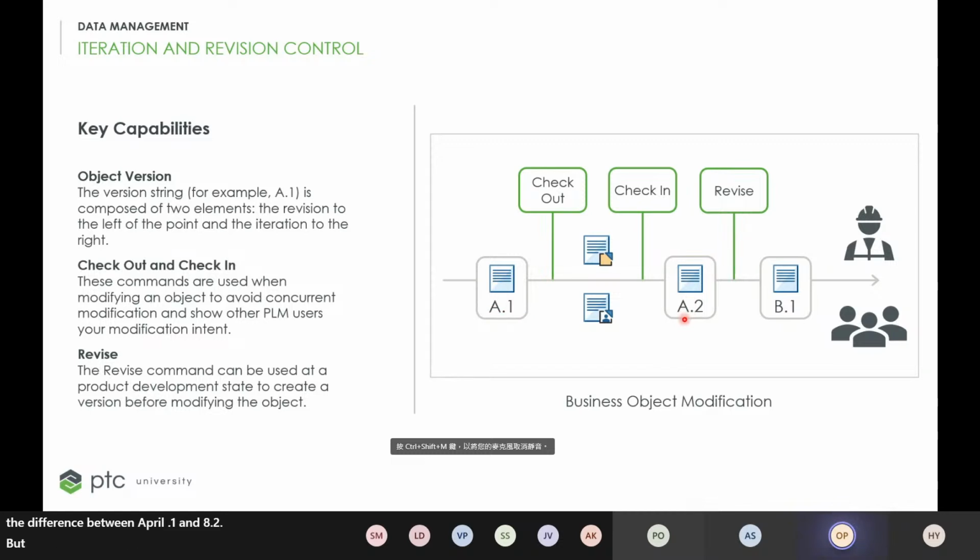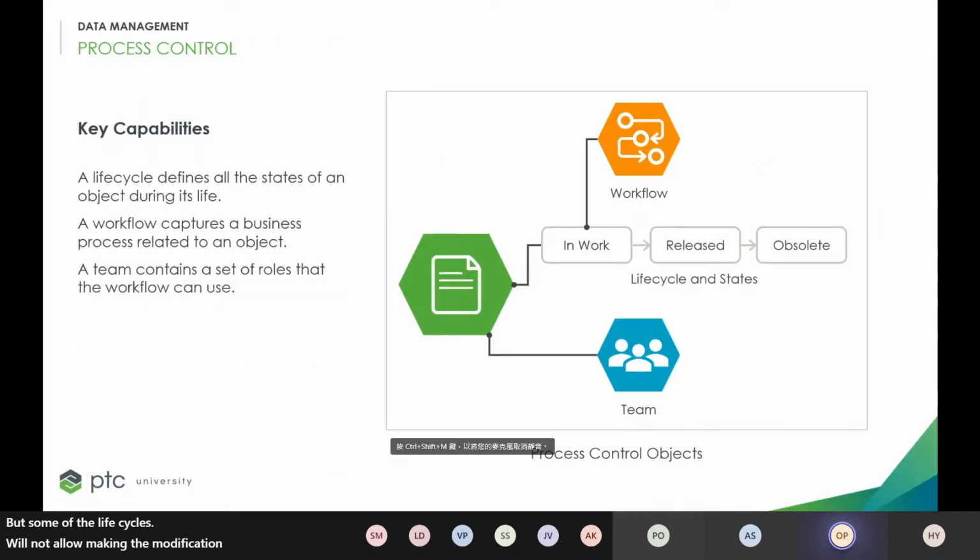But some of the life cycles will not allow making the modification anymore. With your objects, with your document, you have to allocate a life cycle. The administrator allocates a life cycle. The most simple example of life cycle: in work, while we can still modify, but the released state will not allow the modification anymore.